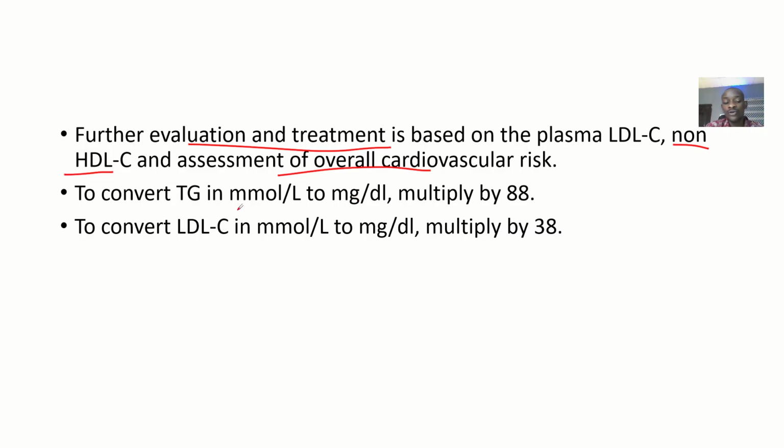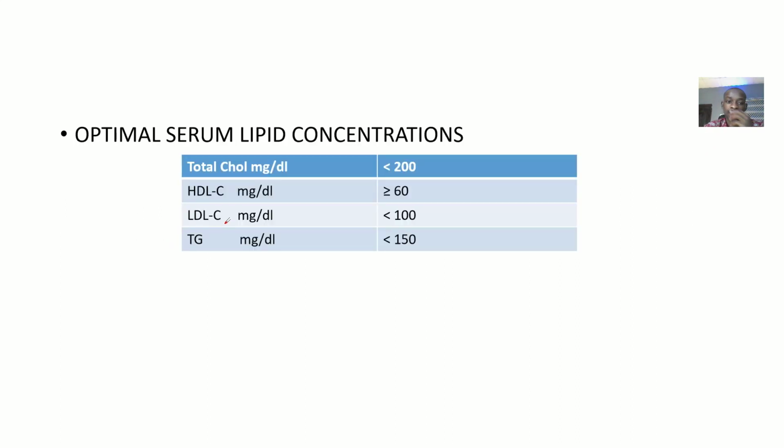All right. So to convert triglyceride in millimoles per liter to milligrams per dl, just multiply it by 88. To convert low density lipoproteins in millimoles per liter to milligrams per dl, just multiply it by what? 38. All right. So these are the normal ranges that these substances are supposed to be in the body. You can just pause this video to look at this table, and this table summarizes the normal ranges that these things should be in the body.